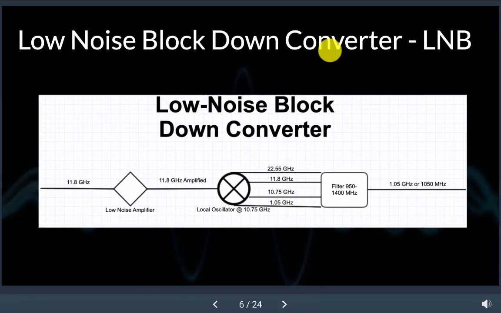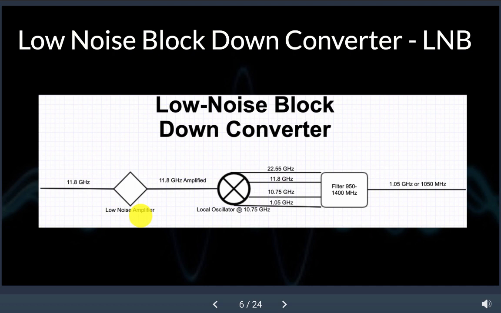So what's going on inside your LNB is, for example, let's take a sample frequency. We've got 11.8 gigahertz coming off of the satellite as our target frequency. That frequency goes into the LNB, and there is a low noise amplifier that's going to amplify the signal and increase the power of that signal going into your system.